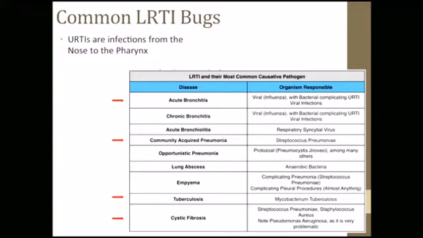Tuberculosis is caused by Mycobacterium tuberculosis. Cystic fibrosis is not actually an infectious disease, but it commonly bears bacteria. And the one that's most important, again, is Pseudomonas aeruginosa, because that is the one that causes necrotism.